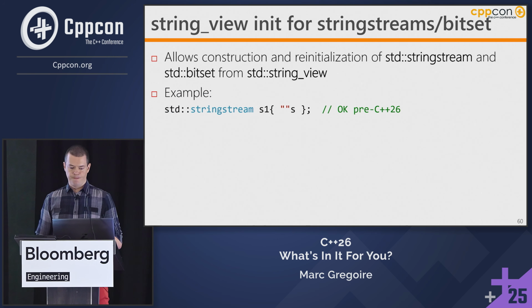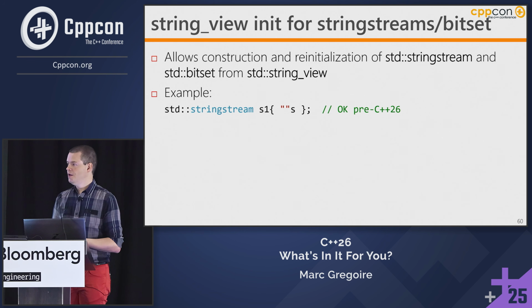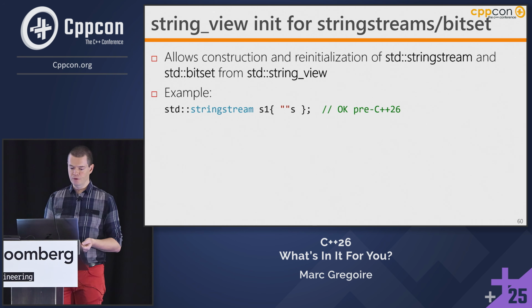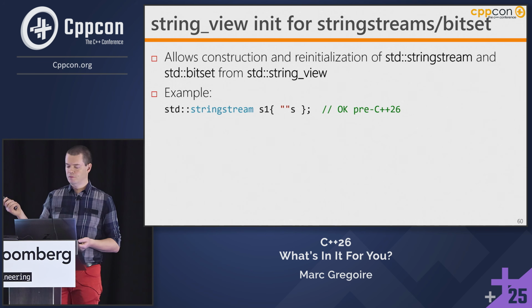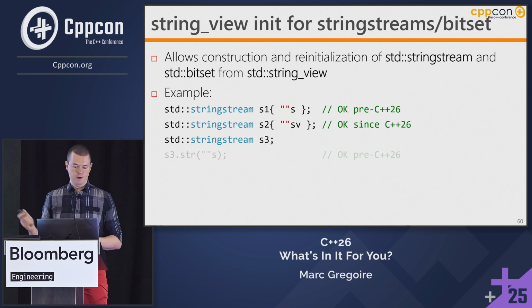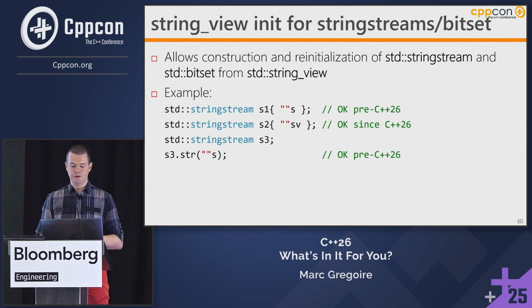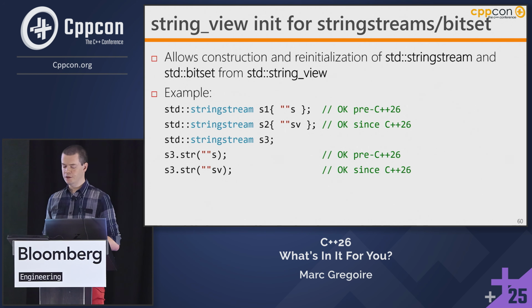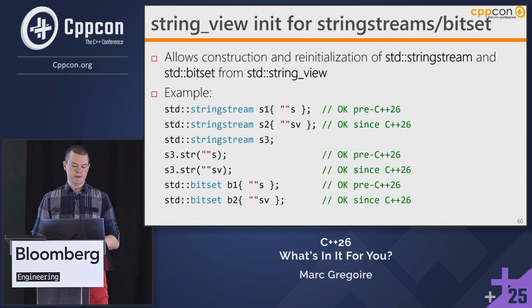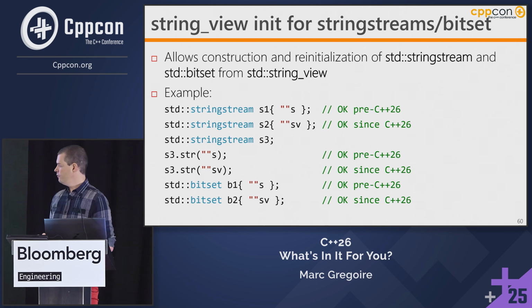All right. So C++26 allows construction and reinitialization of string streams and bitsets using a string view. This line of code already works: you can construct a string stream from a string. You can now also construct it from a string view. You could already reinitialize it using a string. Now you can reinitialize it using a string view. And similar for bitset, you could already construct one from a string. Now you can construct one from a string view.